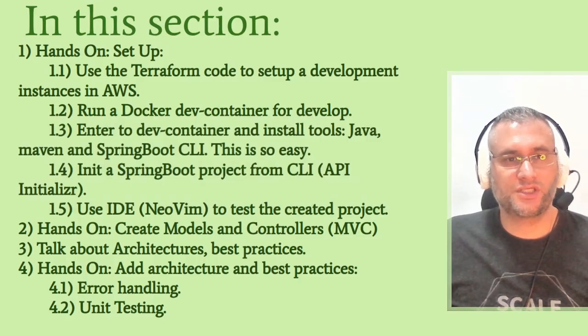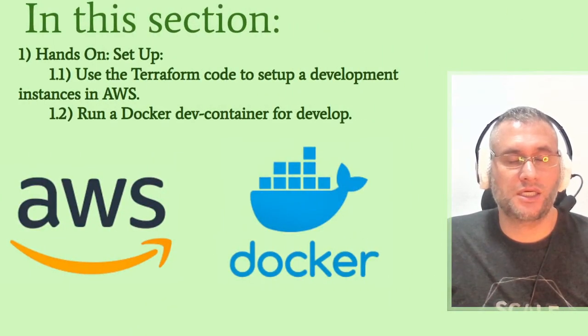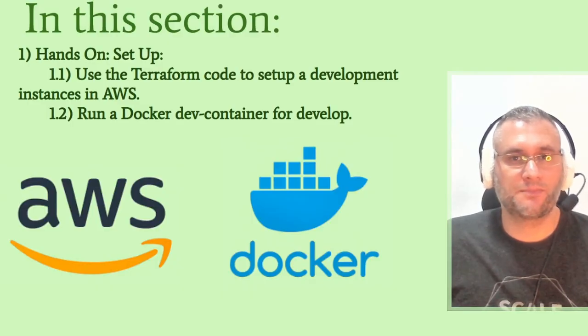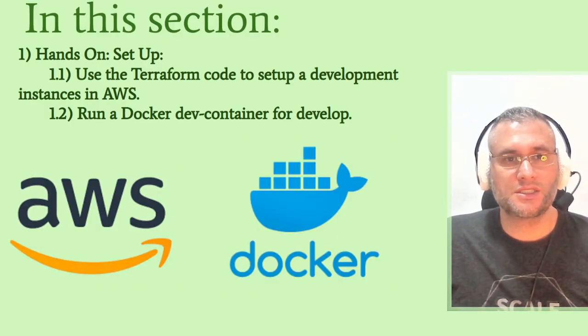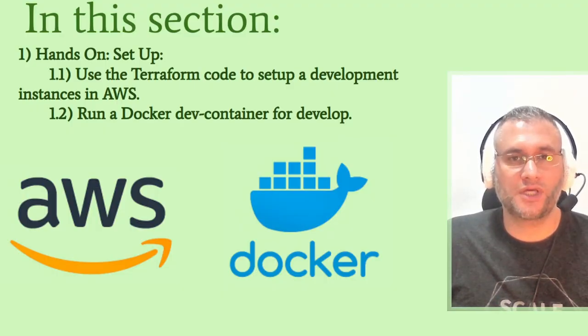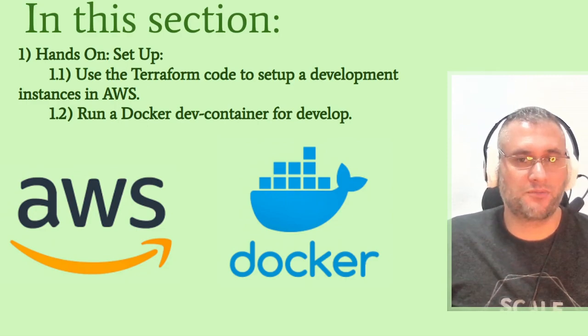This is the goal for this section. I'm going to explain more in depth each step to achieve the goals. I'm going to explain for each step what technologies I'm going to use. First, I'm going to use the Terraform code that I wrote in the past section, and with that infrastructure, I'm going to run two EC2 instances, and in one instance I'm going to run a dev container, and inside this dev container I'm going to develop the application.